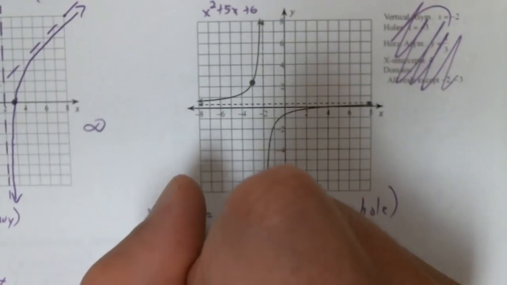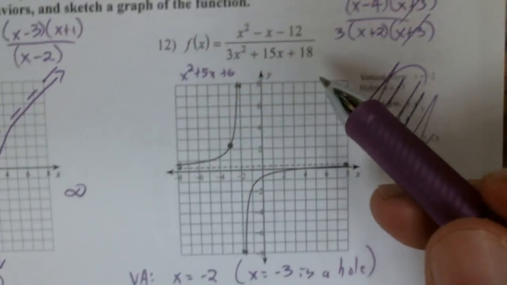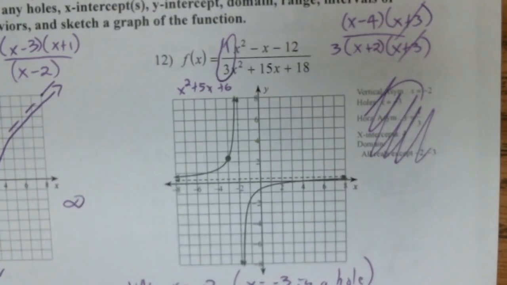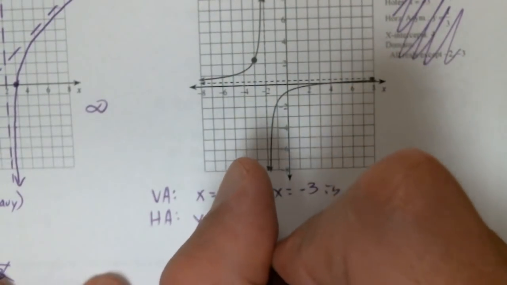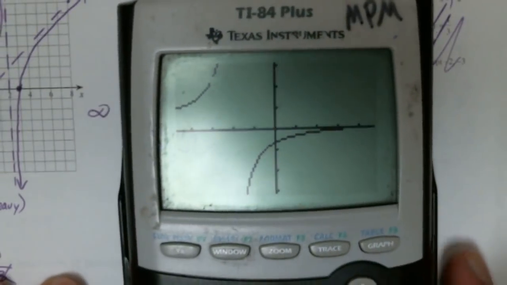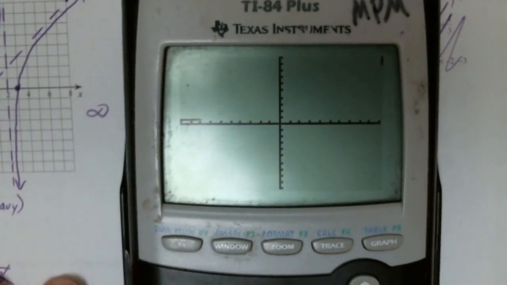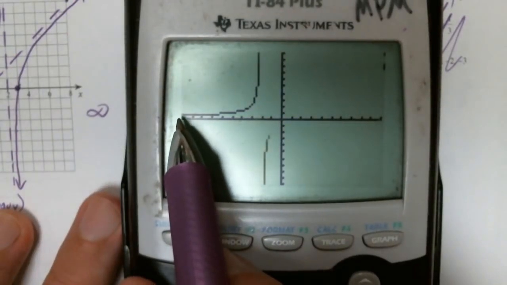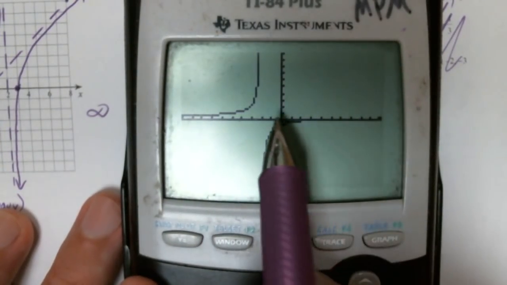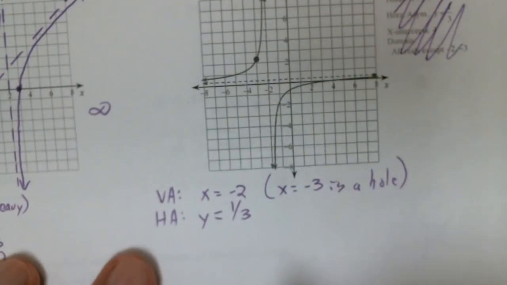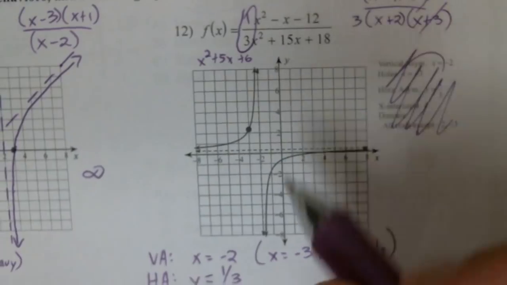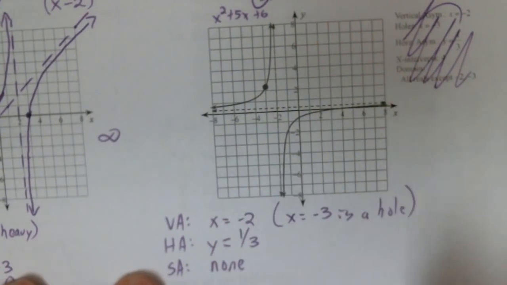Okay, so horizontal asymptote, that's our top heavy, bottom heavy. They match, so I'm looking at the coefficients, the a over the b. Horizontal asymptote is always y equals, and it's going to be y equals 1/3. Does that look right? If I go back, zoom standard. Does it look like I have a horizontal asymptote? It's something less than 1? It sure does. Okay, so that looks good. Okay, what about a slant asymptote? I'm not top heavy by more than 1, so there's no slant asymptote.